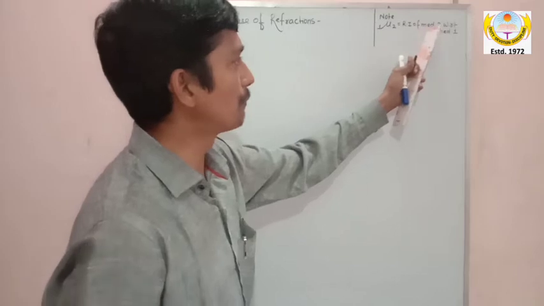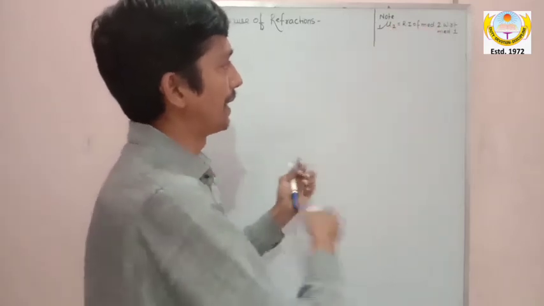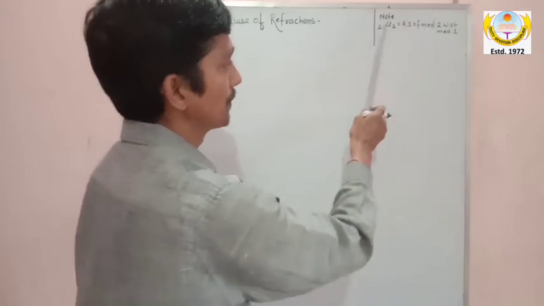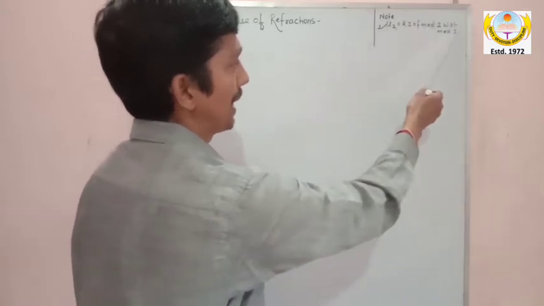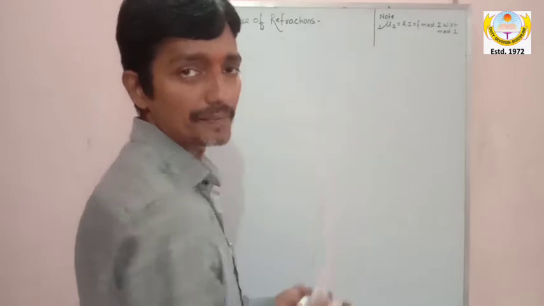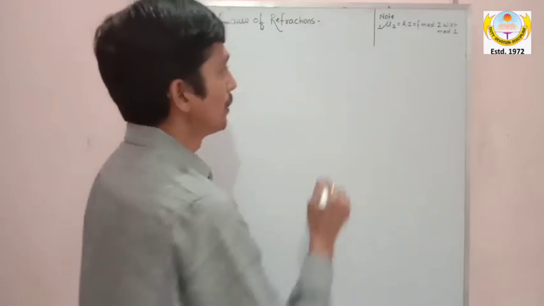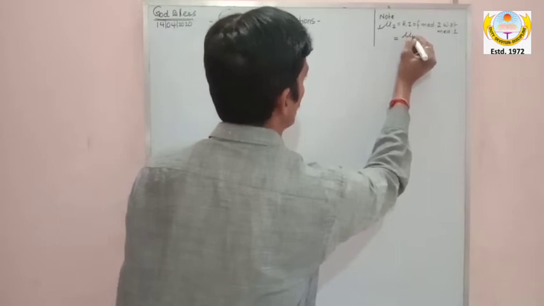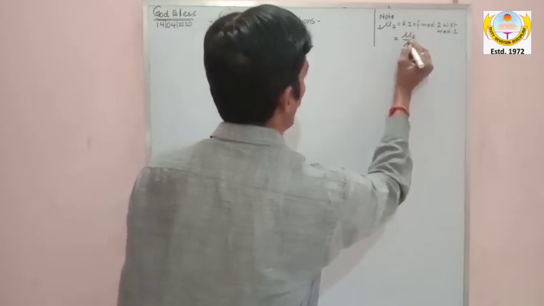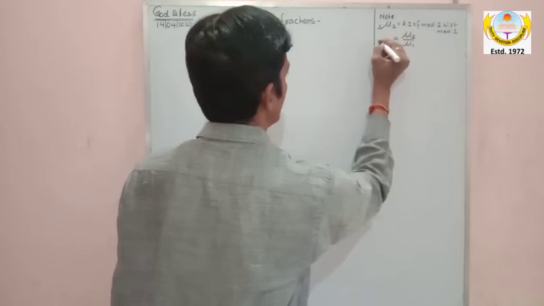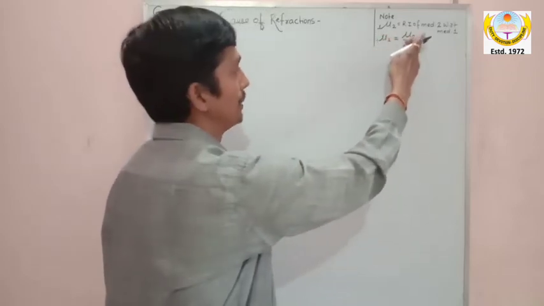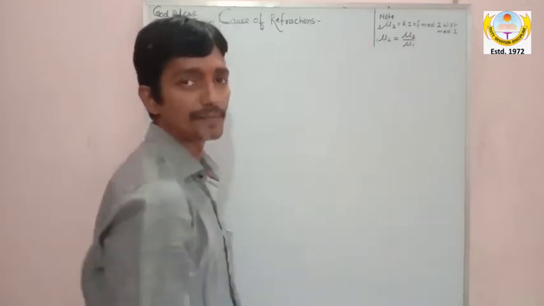Refractive index of medium 2, with respect to medium 1. Okay. Now what is the meaning of this, my dear? I can write this as mu2 upon mu1. Take care. The same thing can be written as mu2 divided by mu1.